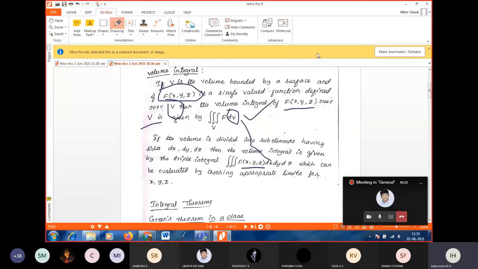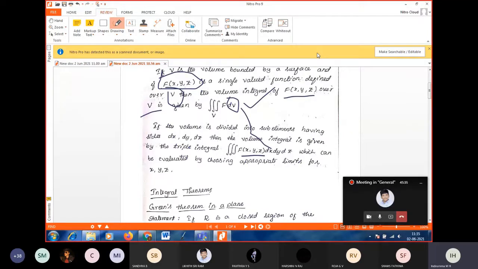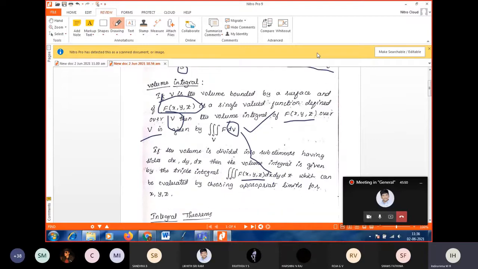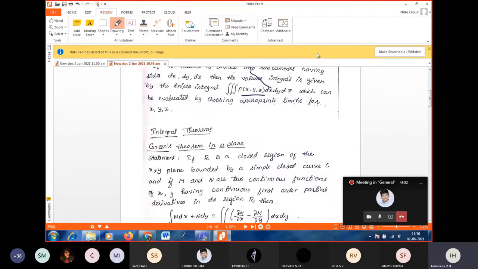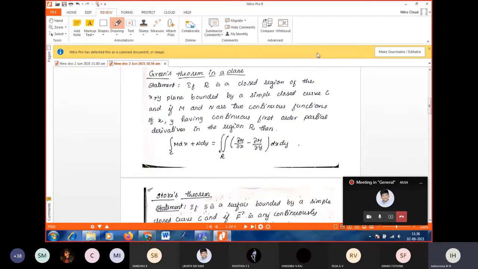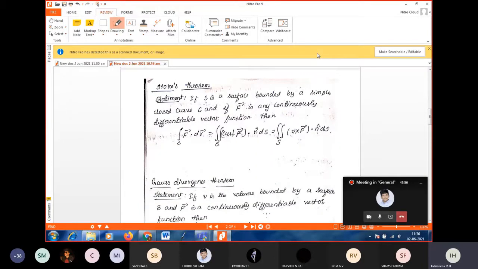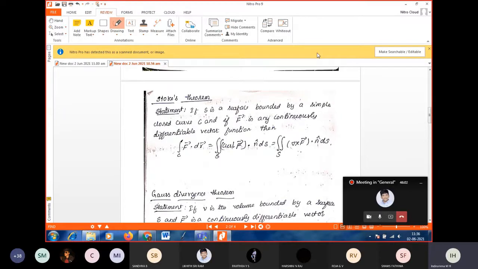Next, we have discussed the meaning of surface integral and the meaning of volume integral. Now, as I told you, we have three types of integral theorems. One is Green's theorem, another is Stokes theorem, then we have Gauss divergence theorem. Okay, we have three types of integral theorems. Come to Green's theorem.